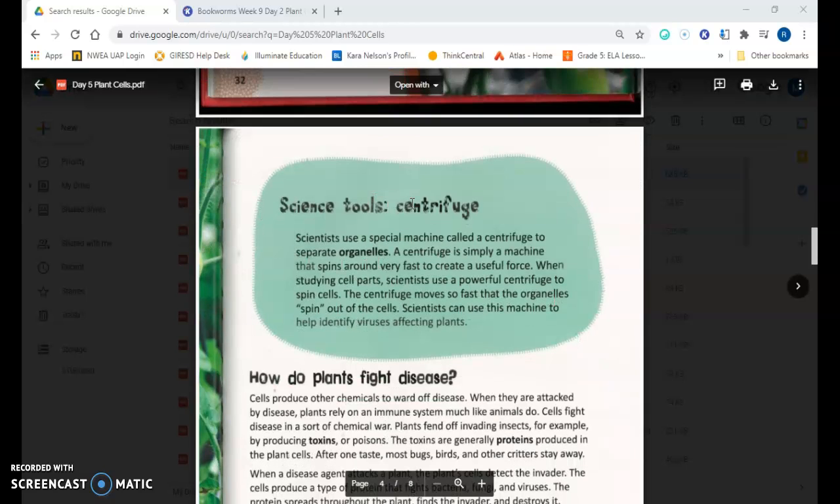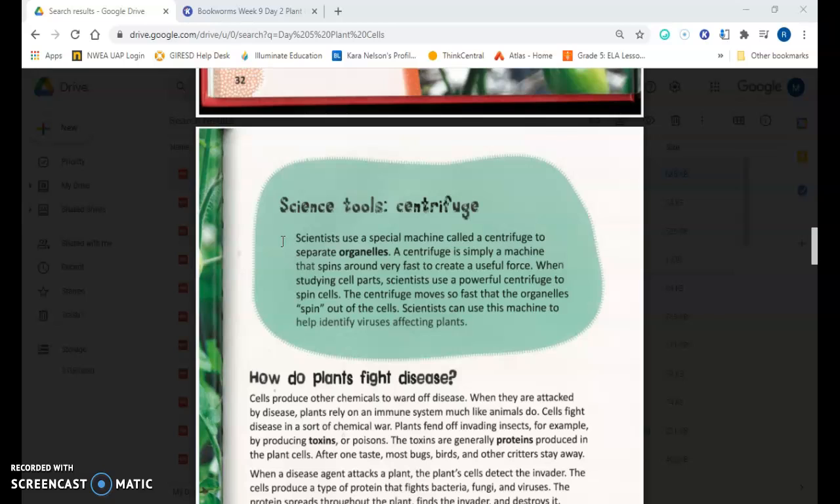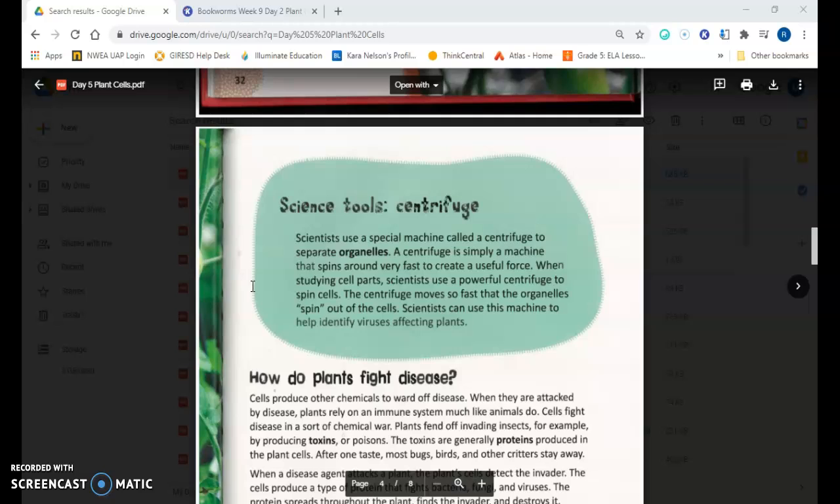Here's a science tools spotlight. It says centrifuge. Scientists use a special machine called a centrifuge to separate organelles. A centrifuge is simply a machine that spins around very fast to create a useful force. When studying cell parts, scientists use a powerful centrifuge to spin cells. The centrifuge moves so fast that the organelles spin out of the cells. Scientists can use this machine to help identify viruses affecting plants. Wow, sounds like a pretty neat tool.